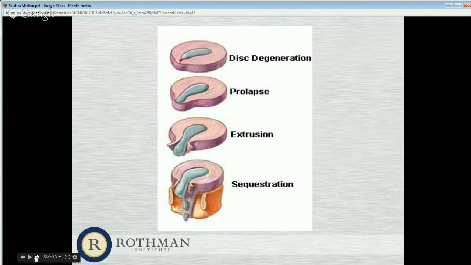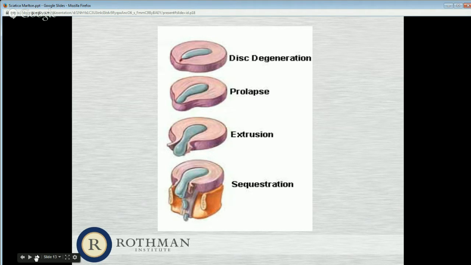What will the body do? The body goes in there and attacks it almost like a foreign body and it gobbles it up. If you do an MRI 6 months, 12 months later, this little piece here is gone. And then a sequestration is when it breaks off and travels up or down. So these are all the different varying degrees of disc problem.